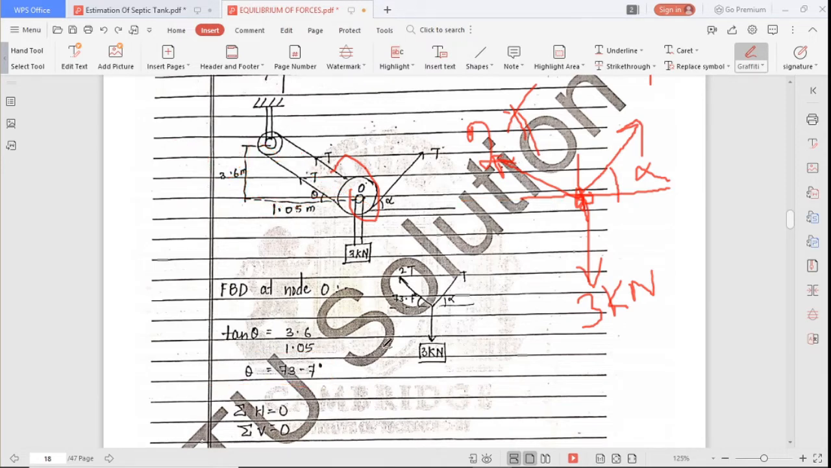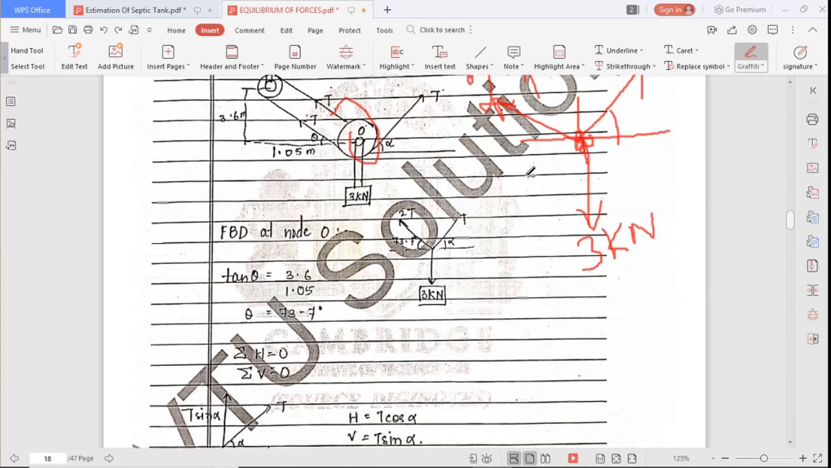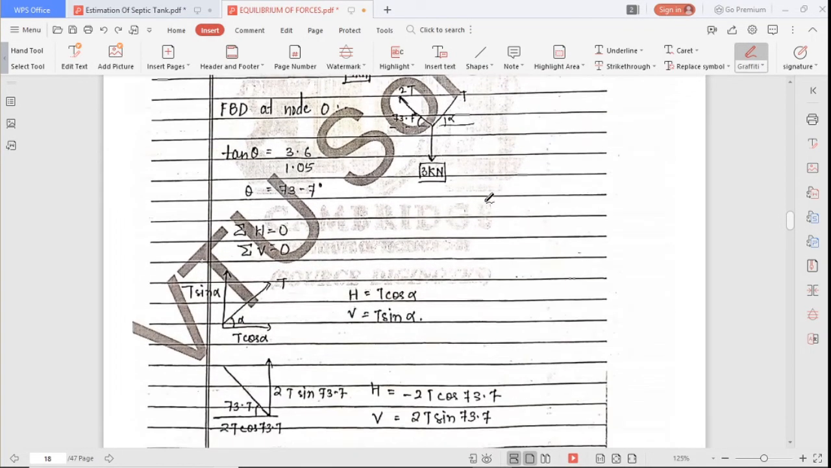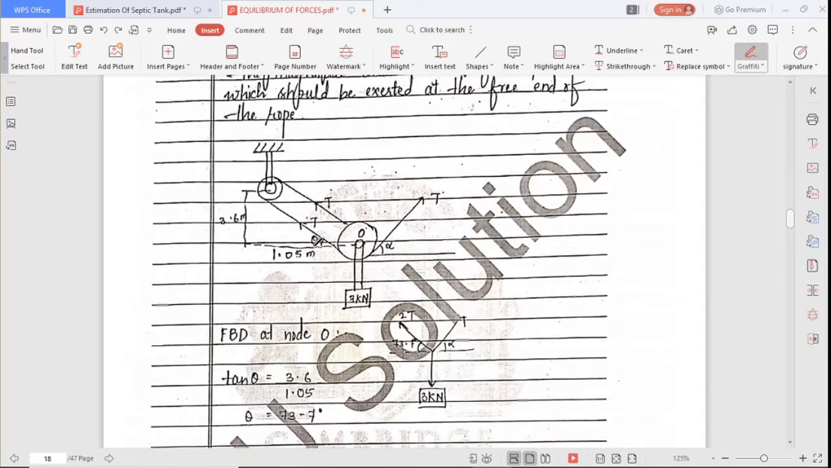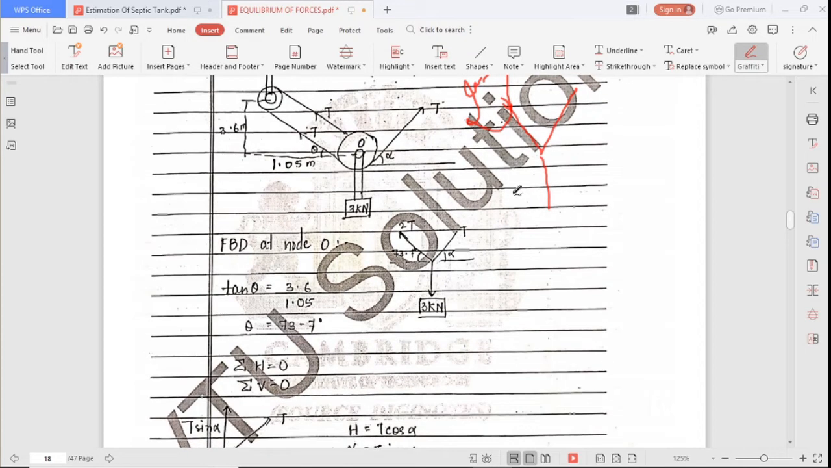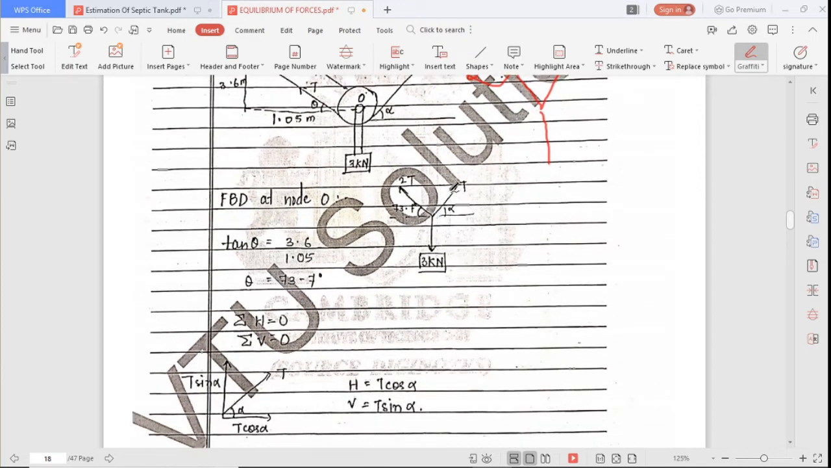After getting the alpha value, just apply the equilibrium forces, that is sigma H equal to 0, summation of V equal to 0. Here the intensity was 2T, we have added that, so we can't use Lami's theorem because the intensity of one force is greater.